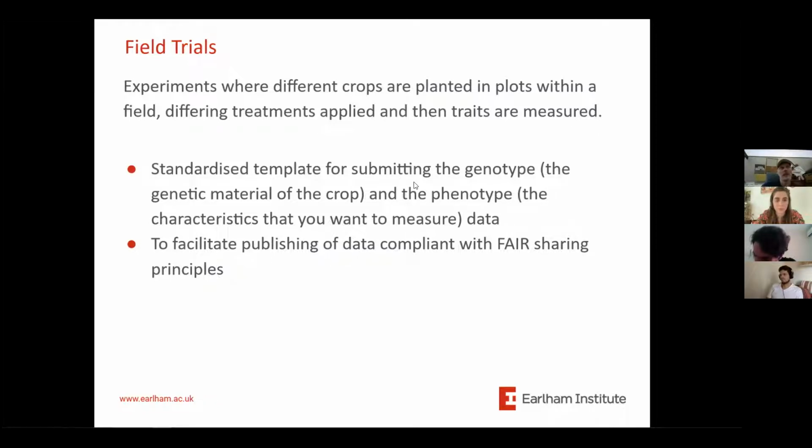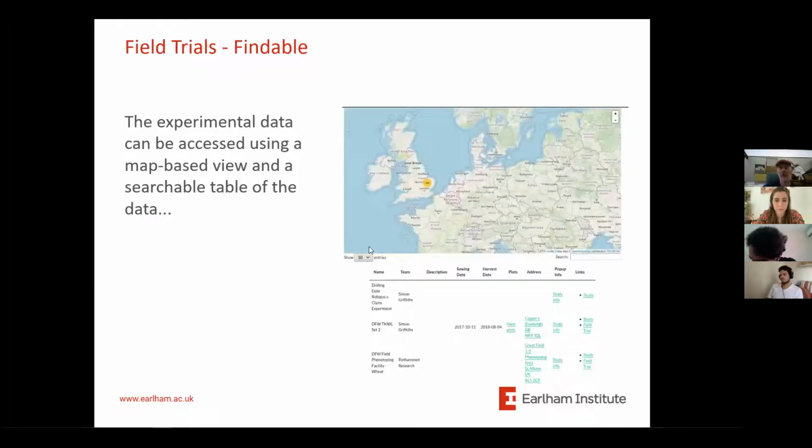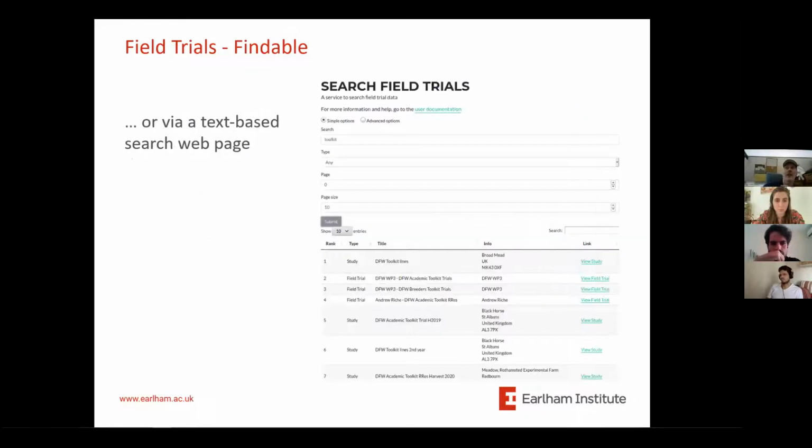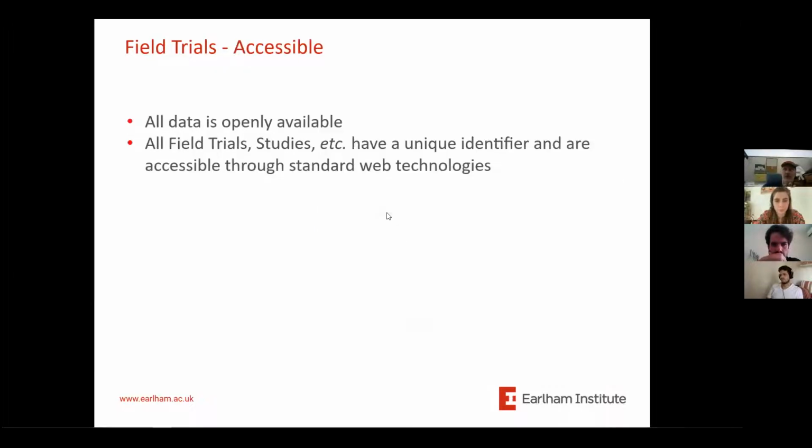So we created a system for managing all this data. And again, we want to make sure that all the data is compliant with the FAIR sharing principles. So we have a Google Maps based approach where you can zoom in across the world and see what experiments have been done, as well as having a more standard text-based search form. And each of these lead you to the studies that are all on the system.